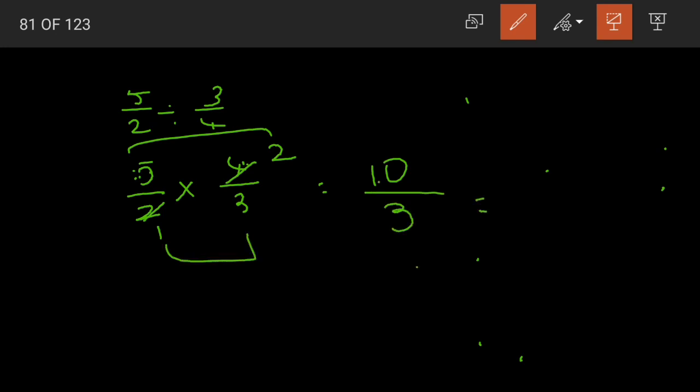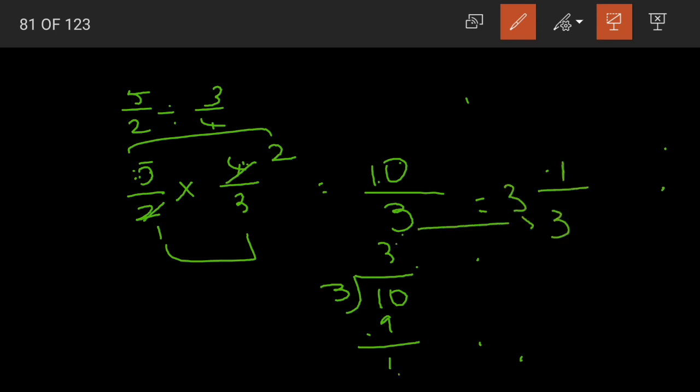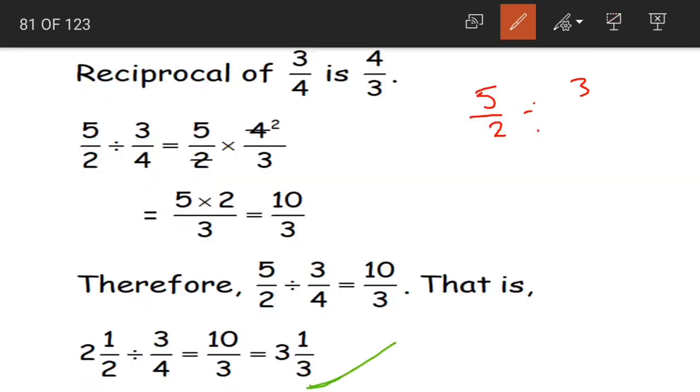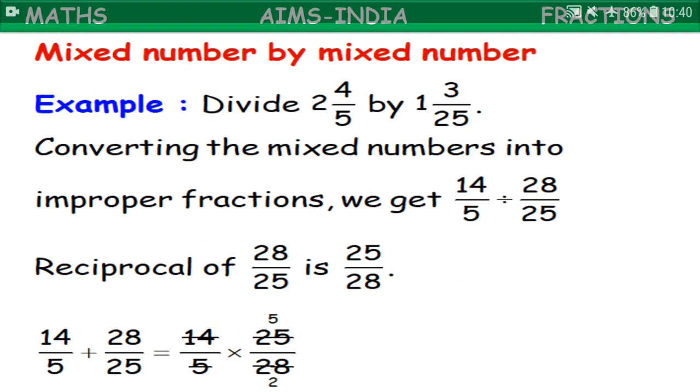This is an improper fraction. 10 divided by 3 can be converted into a mixed number. Yes, 3 threes are 9. When we subtract, 1 is our remainder. 3, the quotient, is written as the whole number, denominator as it is, the remainder becomes our numerator. 3 1 by 3 is our final answer. Yes, children, understood? The divisions are very easy, be it improper, proper or mixed numbers. We simply have to multiply the first fraction by the reciprocal of the second.